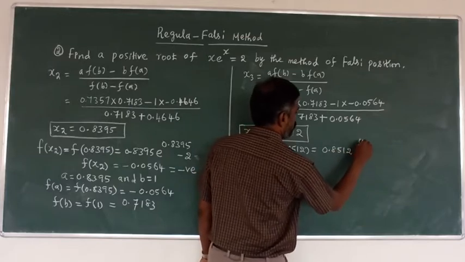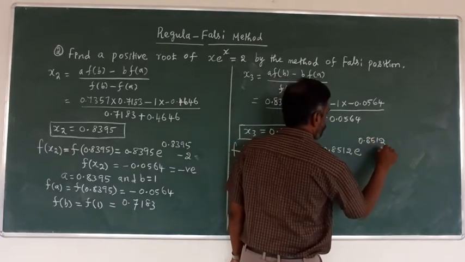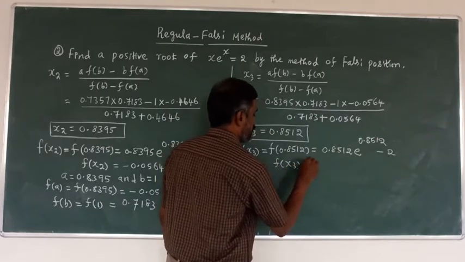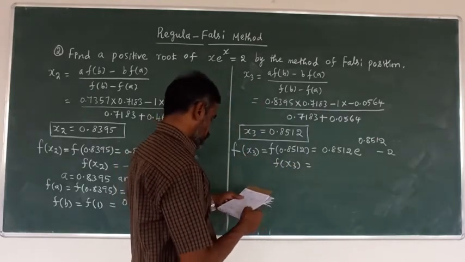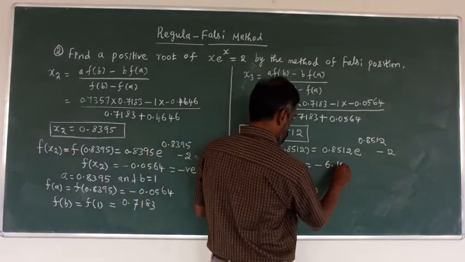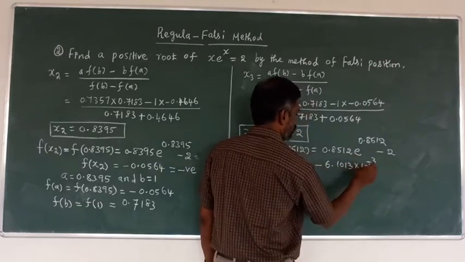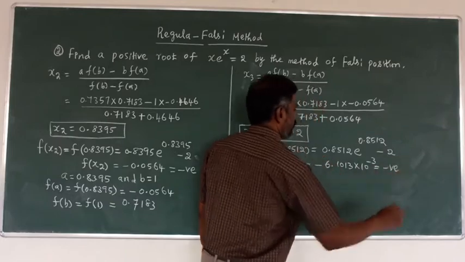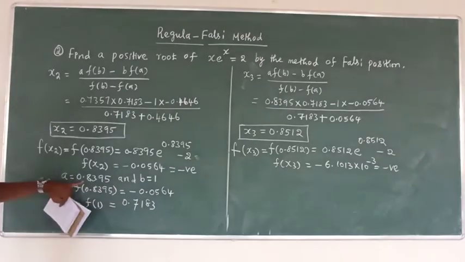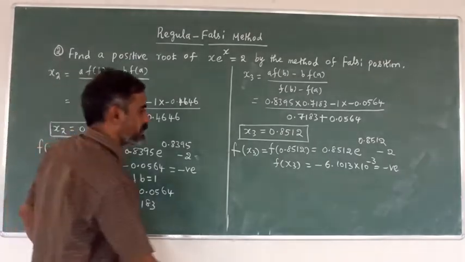0.8512 e power x, 0.8512 minus 2. We can get the x3 value, f of x3 value minus 6.1013 into 10 to the power of minus 3. This is for negative result. Now here a value 0.8395, this is for negative result. This value replaced by x3 value.